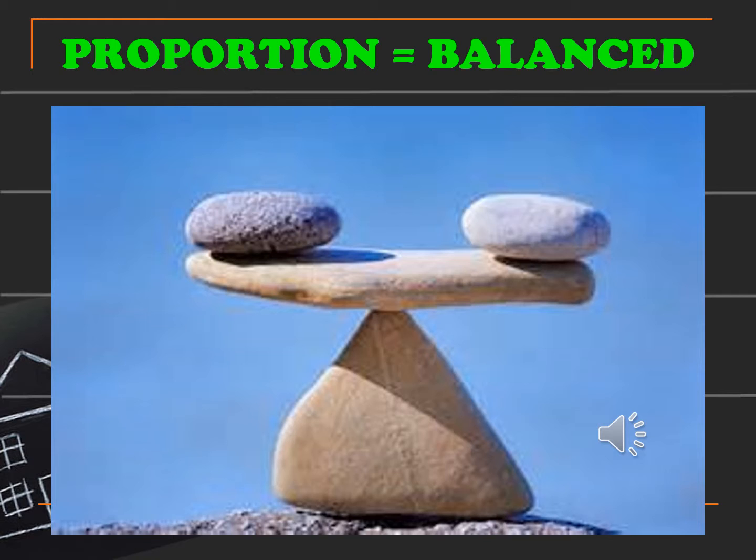If you ask me, I think being in proportion would mean being balanced. If you look at the picture of the rocks, the balance is straight, which means that both rocks are equal in mass or weight to one another. Okay? Now that we can understand that in a real life sense, let's take a look at how this applies to math.